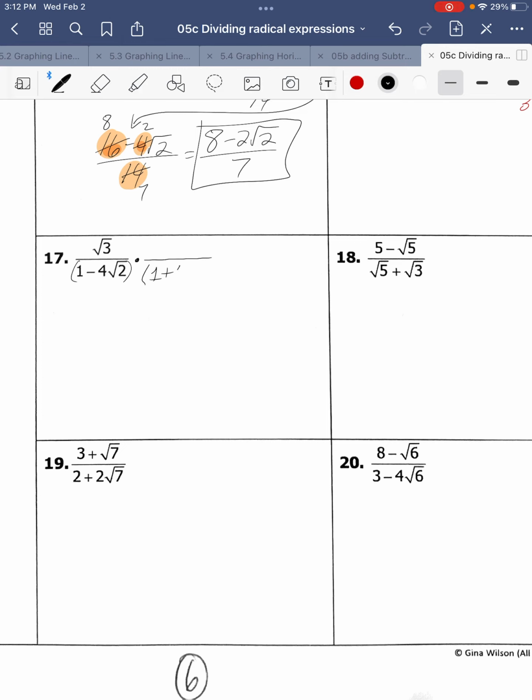1 plus 4 square roots of 2. So multiplying the numerator by 1 plus, so the conjugate, 4 square roots of 2. We have square root of 3 times 1 is the square root of 3. Square root of 3 times 4 square root of 2 is 4 square root of 6.